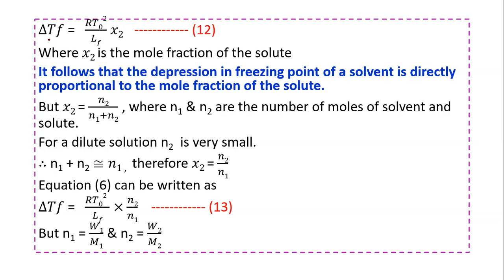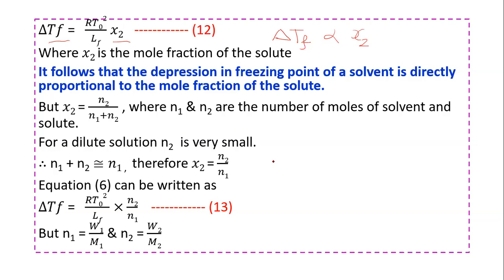So the delta Tf is directly proportional to the X2. So we can write here delta Tf is directly proportional to X2. That is, the depression in freezing point of the solvent is directly proportional to the mole fraction of the solute, or it depends upon the mole fraction of the solute. So as we increase the mole fraction of the solute, the delta Tf also increases. So the depression in freezing point of the solvent is directly proportional to the mole fraction of the solute.